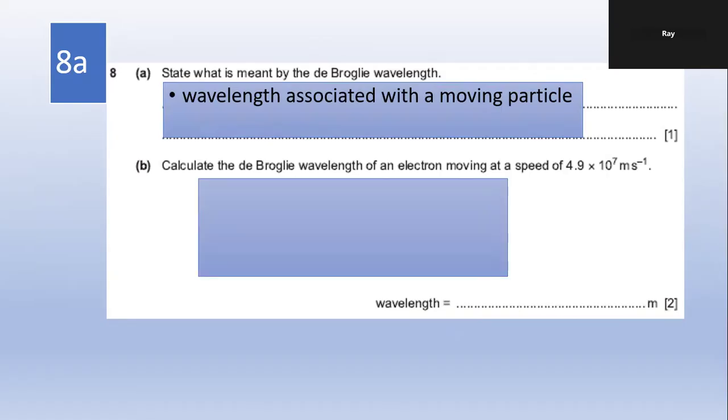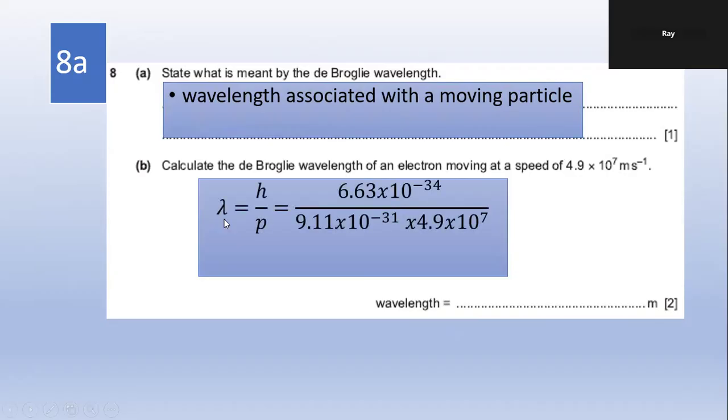The next part is to use the formula to calculate. You have an electron moving with the speed given. They ask you to use the formula to calculate: lambda equals h divided by p, where p is momentum. There's your h from the formula sheet, the mass of the electron, and that's the speed of the electron.